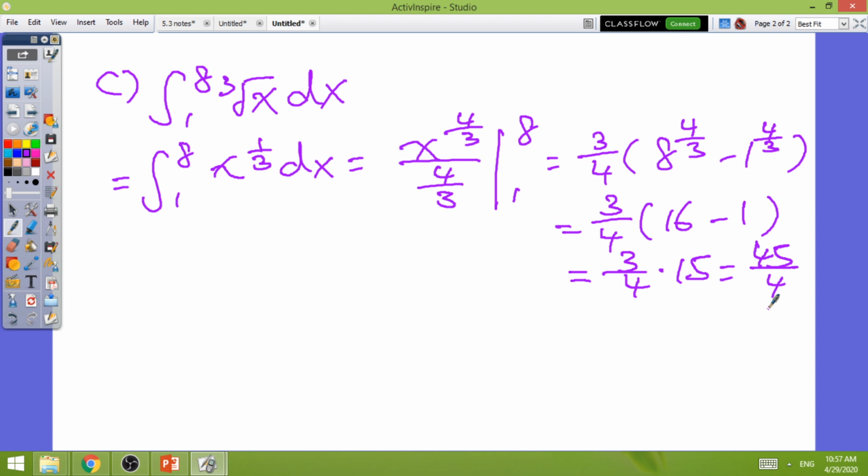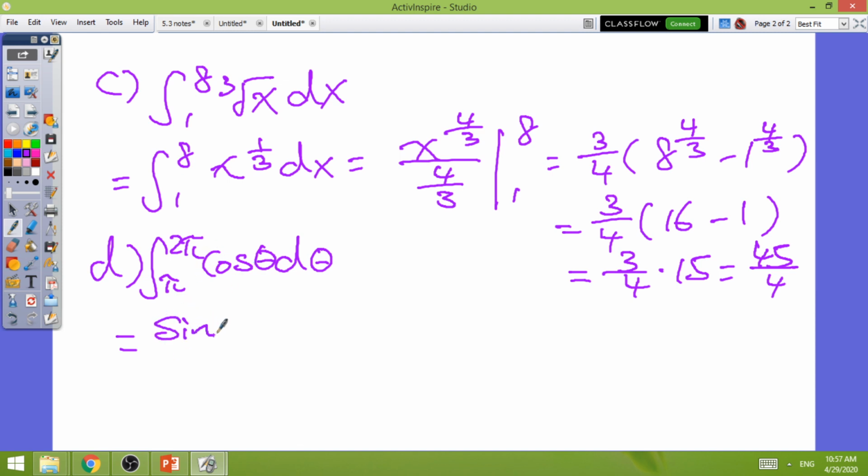Okay, so now let's see what else that we have. What about for D? Okay, so for D, this one is the integral from pi to 2 pi radians of cosine of theta d theta. So one thing that we notice, the integral of cosine of theta is sine theta, because the derivative of sine theta is cosine of theta. But we're going backward. So it's bounded from pi to 2 pi.